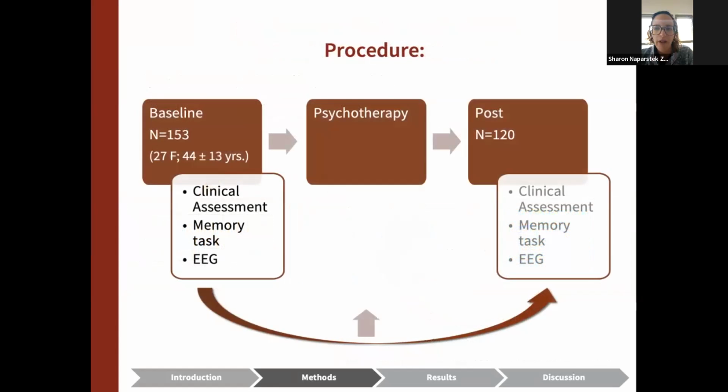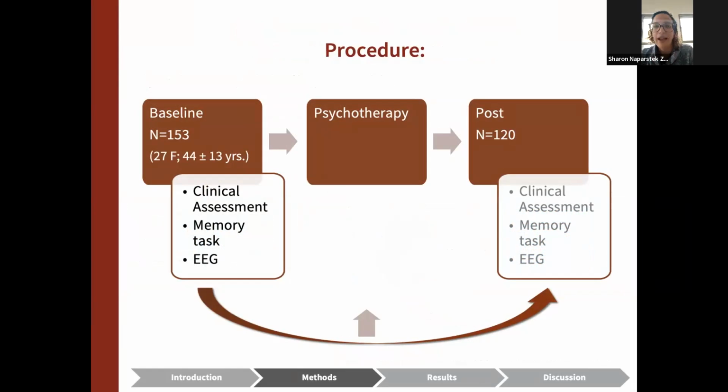So in the next slide, you can see the procedure for the study. We had 153 veterans, all diagnosed as suffering from PTSD, participate in the study. Interestingly, and this is also an issue that we can always discuss, they had a wide age range from early 20s to late 70s. So we had Iraq and Afghanistan, but also Vietnam veterans with PTSD.